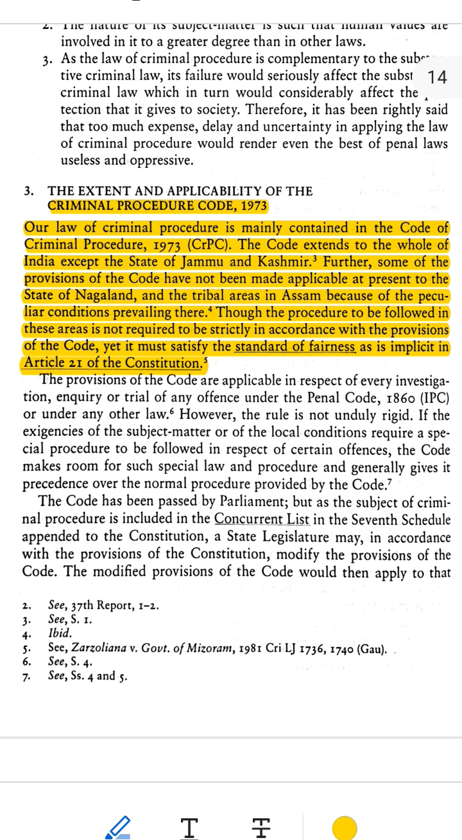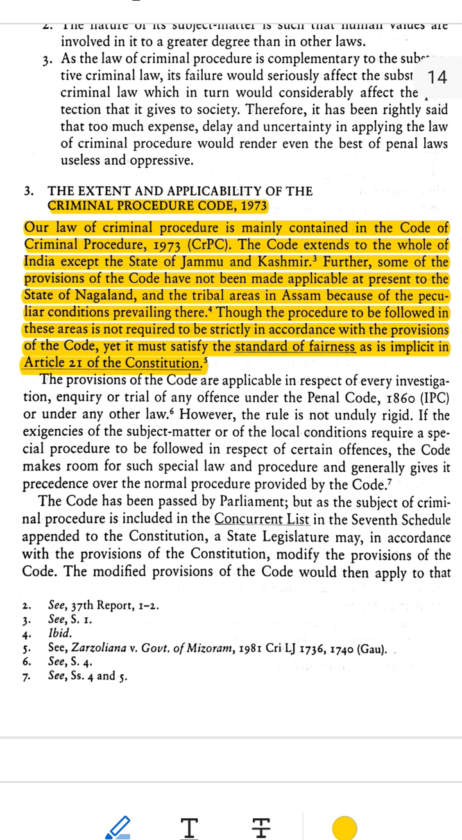Let's break this down step by step in the simplest way possible without using any complex terms. Sentence. Our law of criminal procedure is mainly contained in the Code of Criminal Procedure, 1973, CRPC. What is criminal procedure? Criminal procedure means the rules and steps that are followed when dealing with crimes. The Code of Criminal Procedure, 1973, CRPC, is the main law in India that tells how criminal cases like theft, murder, etc. are handled.